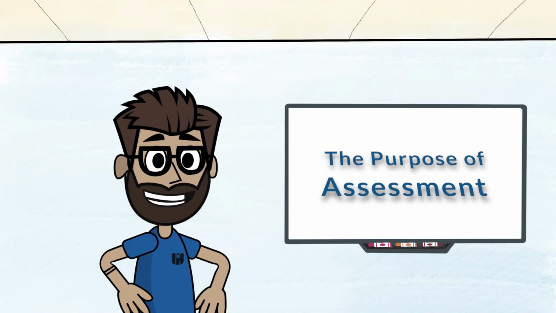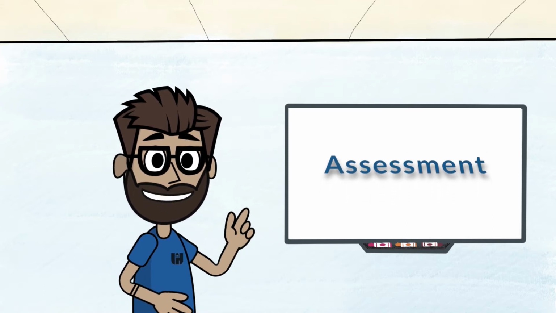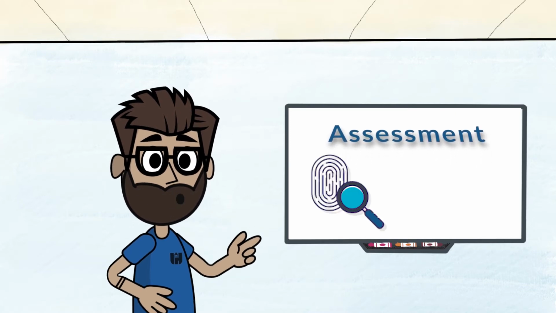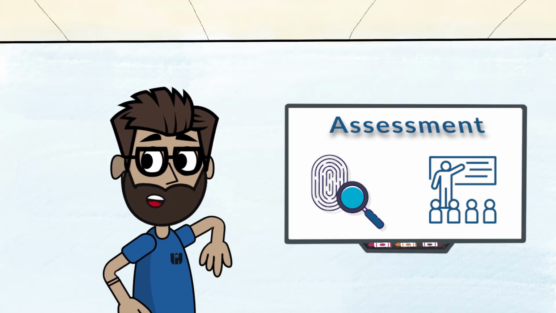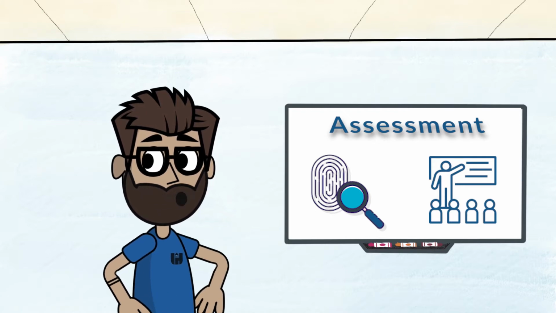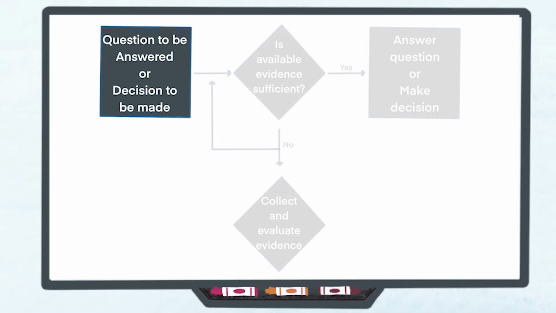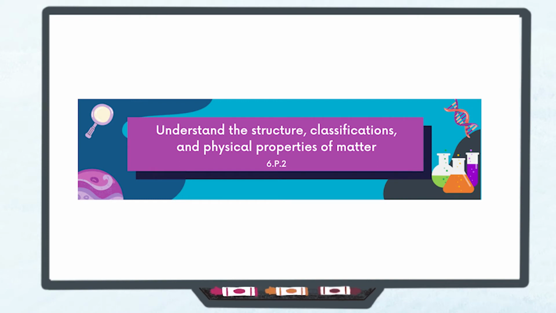We'll start by defining assessment. Rick Stiggins, in his book Perfect Assessment System, defines it as the process of gathering evidence of student learning to inform educational decisions. We see here that assessment is not just an isolated test, but rather a set of steps. This starts with identifying the question that needs to be answered or the decision that needs to be made. For instance, this could be whether a student understands the structure, classifications, and physical properties of matter.